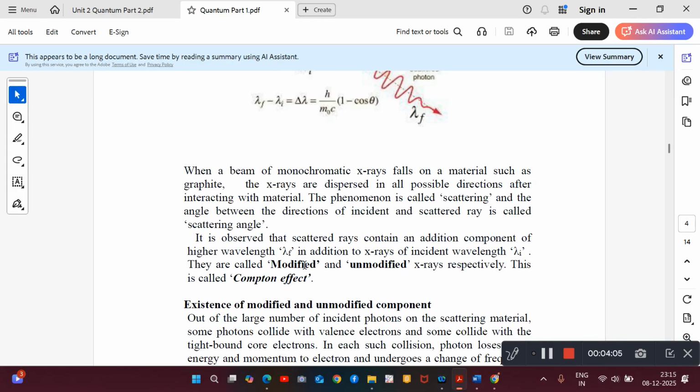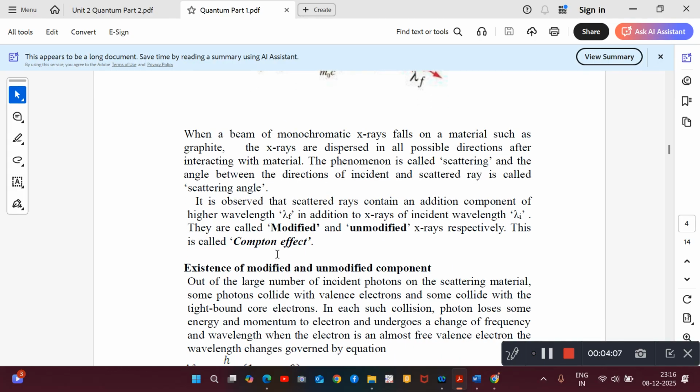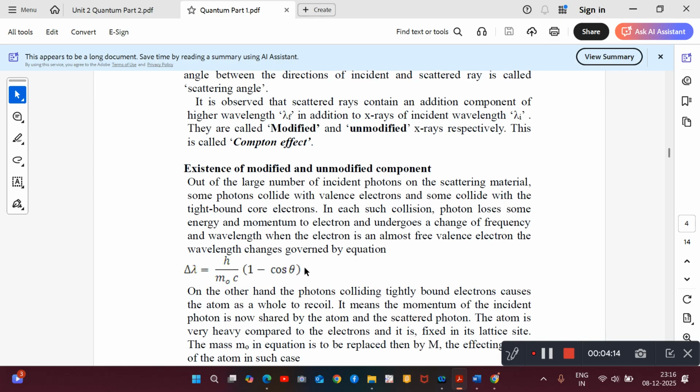So in this manner, in the Compton effect, we have got two components. One is modified, another one is unmodified. This is called the Compton effect. Now, the existence of modified and unmodified components. Out of the large number of incident photons on the scattering material, some photons collide with electrons which are tightly bound. So here we are discussing the unmodified component.